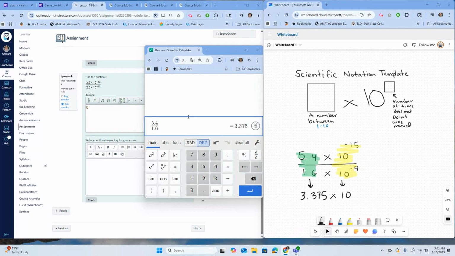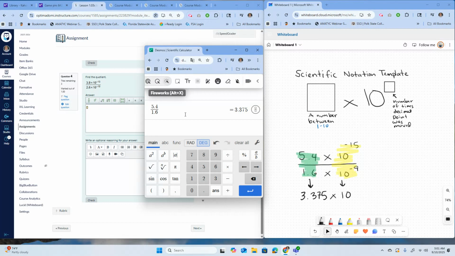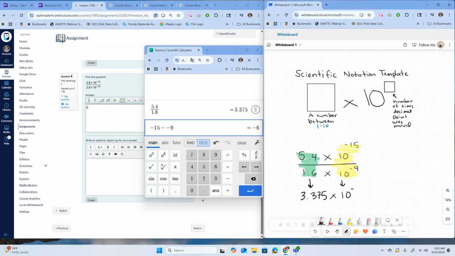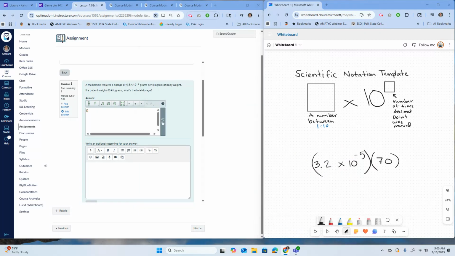So using my calculator, let's do it right now. If I subtract negative 15, subtract negative 9. Again, be careful when you're writing the exponents in the calculator. You can see I got negative 6. And that's how you do problem number 4.